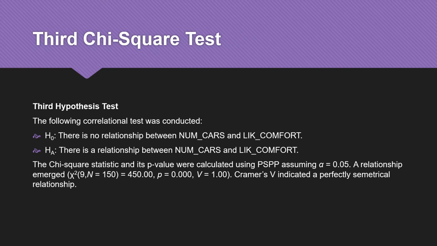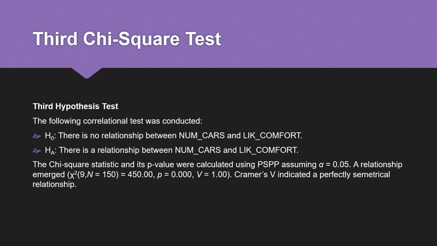For our final test, we are looking at a relationship between num_cars and lit_comfort. In this case, it's a relationship between the number of car payments that a person would have and the results of a Likert survey related to their personal finances. Our null hypothesis would read, there is no relationship between num_cars and lit_comfort, and our alternative hypothesis will read, there is a relationship between the two.